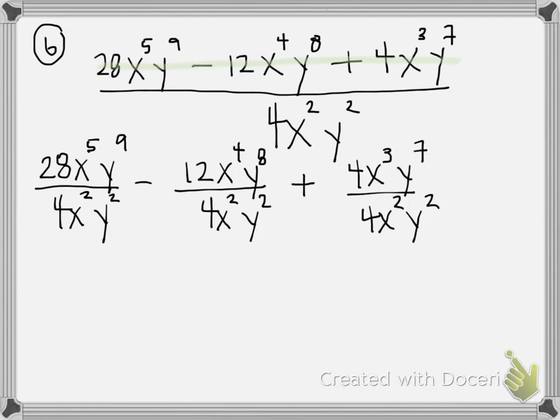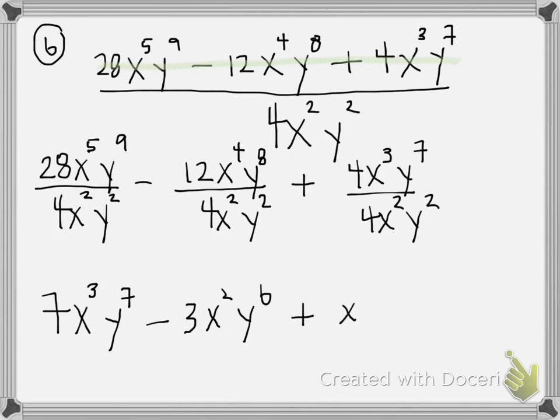So 28 divided by 4 is going to give me a 7. And x to the 5th over x squared, so that's going to be x to the 3rd. Y to the 9th over y squared will be y to the 7th. 12 divided by 4 will give me a 3. X to the 4th over x squared will be x squared. Y to the 8th over y squared will be y to the 6th. 4 divided by 4 is going to be a 1. X cubed over x squared will be an x. Y to the 7th over y squared will be 7 minus 2, which is a 5.